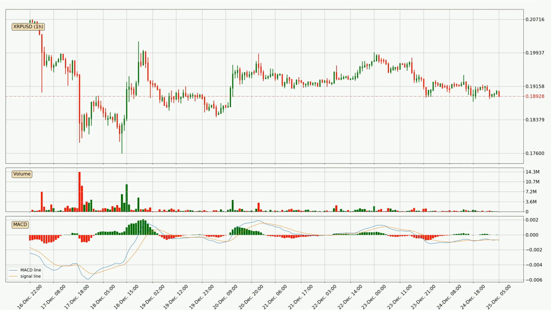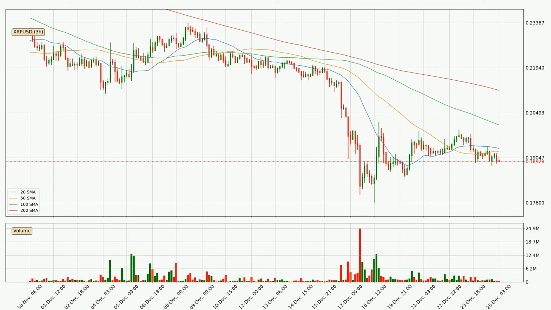Jumping to the 3-hourly simple moving averages, the current price is below all simple moving averages for this time interval, which looks bearish, and it is to watch if the closest SMA, the 50 SMA, will play as resistance, or the price will break it to the upside above the current price of around 19.2 cents.